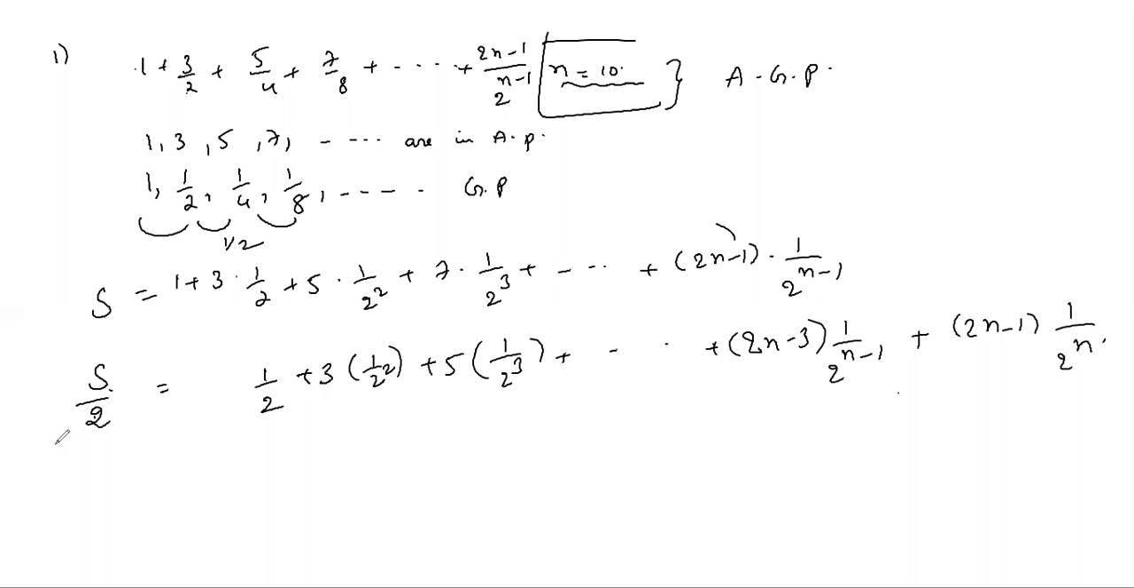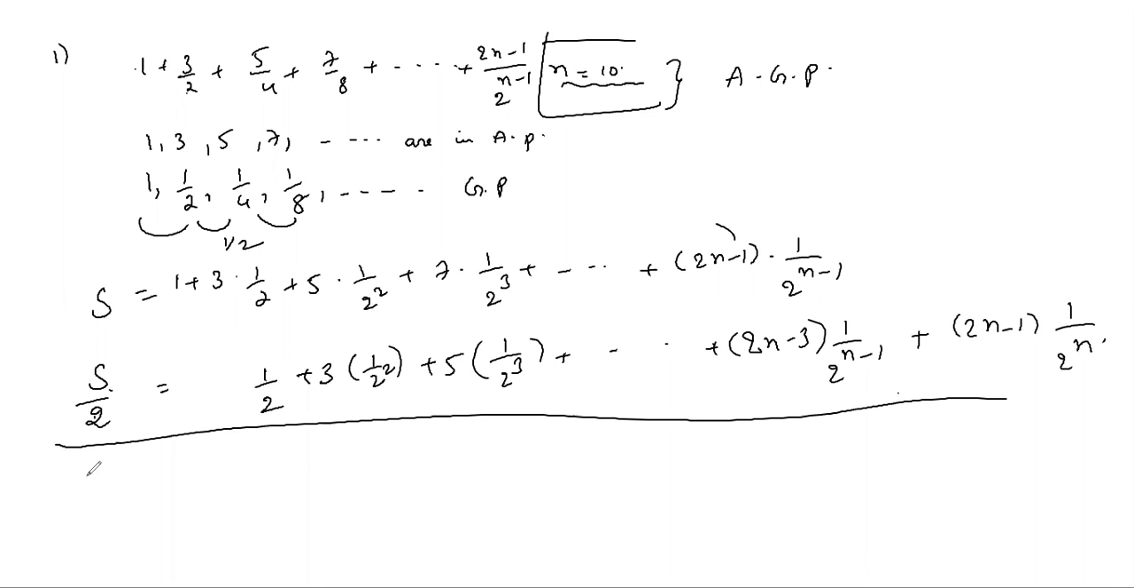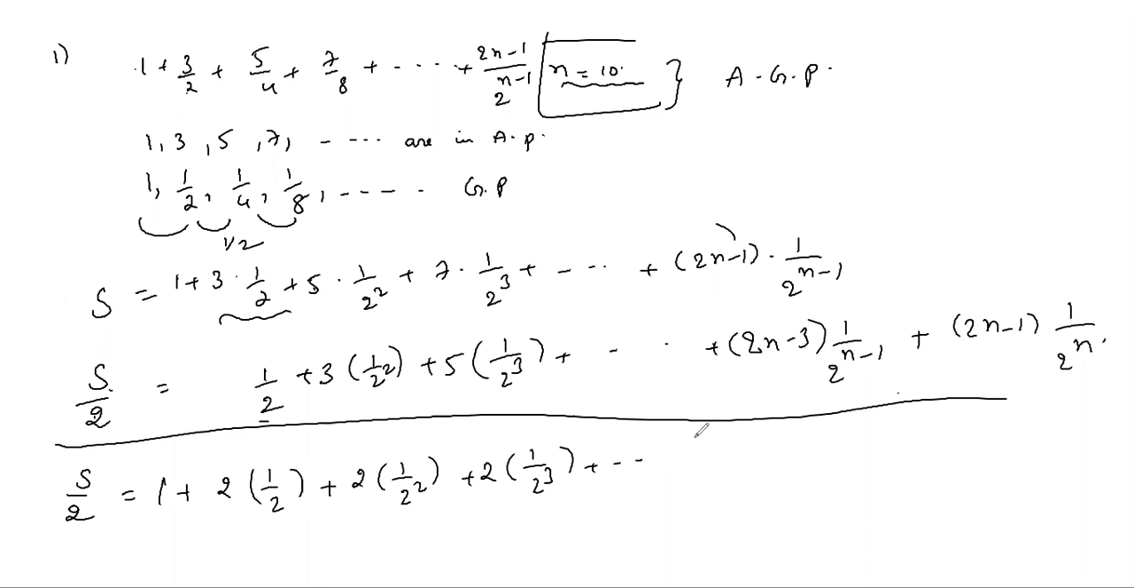Now we have to subtract it. S minus S by 2 is S by 2. First term 1 same. See here, 3 into 1 by 2, 1 by 2: 3 times minus 1 time, 2 into 1 by 2. Next 5 minus 3, 2 into 1 by 2 square. 2 into 1 by 2 cube. And so on. Last term, here also 2 into 1 by 2 power n minus 2. Minus last term same, 1 by 2 power n.